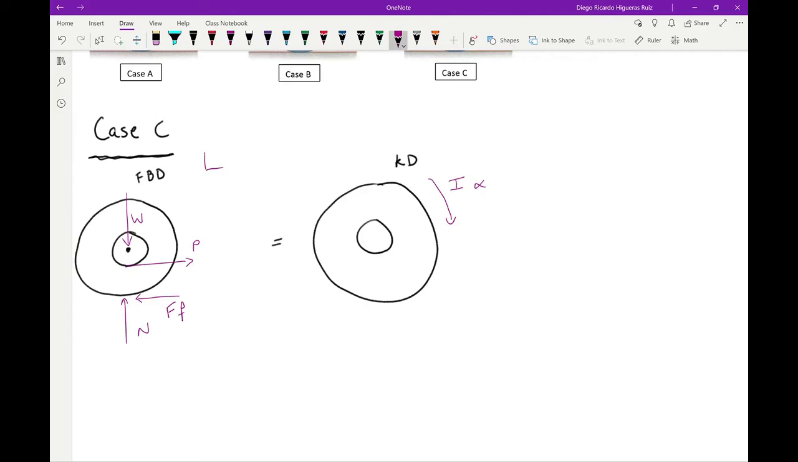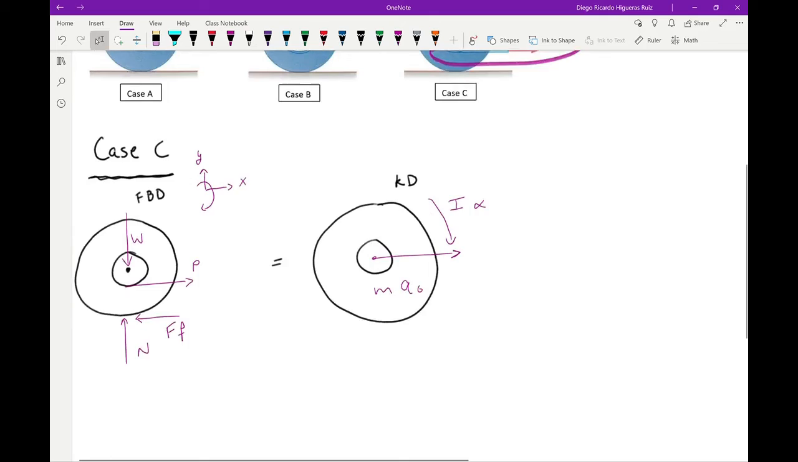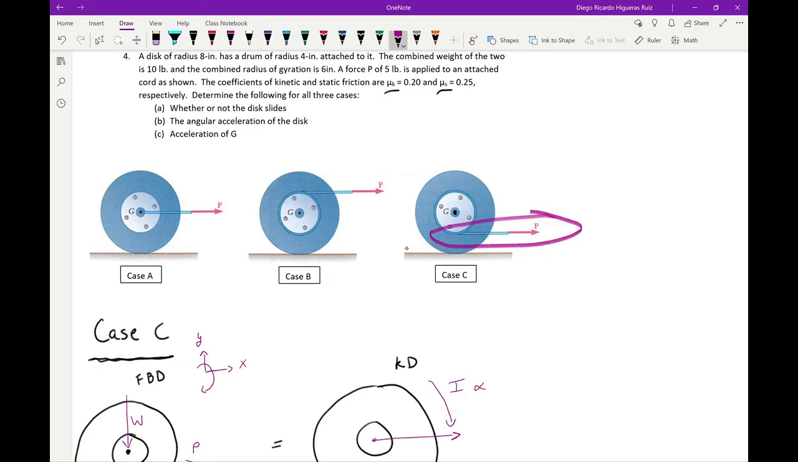As long as I'm consistent with my sign convention. I always use this: positive in the Y, positive in the X, and positive in the moment direction. Well, I'm not even sure what I used for this. No, I actually use it like this, positive like that. But we'll see, it doesn't really matter. As long as we are consistent with our sign convention, we will get the right solution. One more item in the kinetic diagram is the translation of this wheel, which is mass times acceleration at the center of gravity. All right, so let's go back here. What do I need to calculate? A, whether or not the disk slides, B, the angular acceleration of the disk, and C, the acceleration of point G.